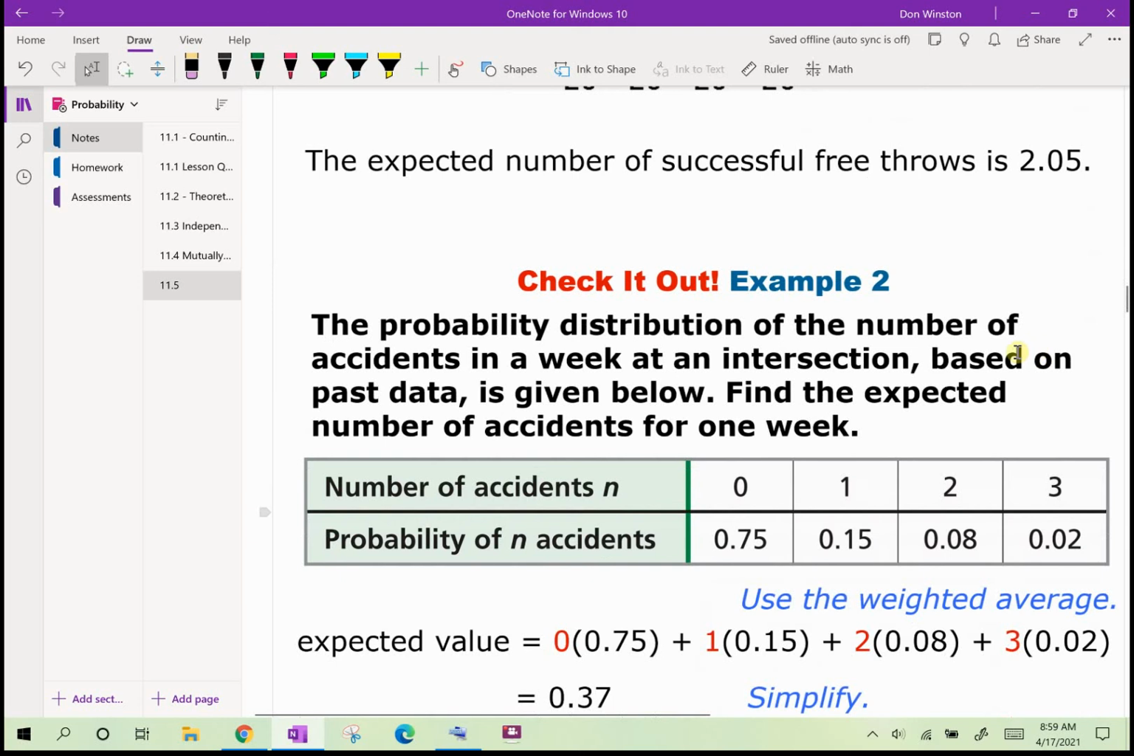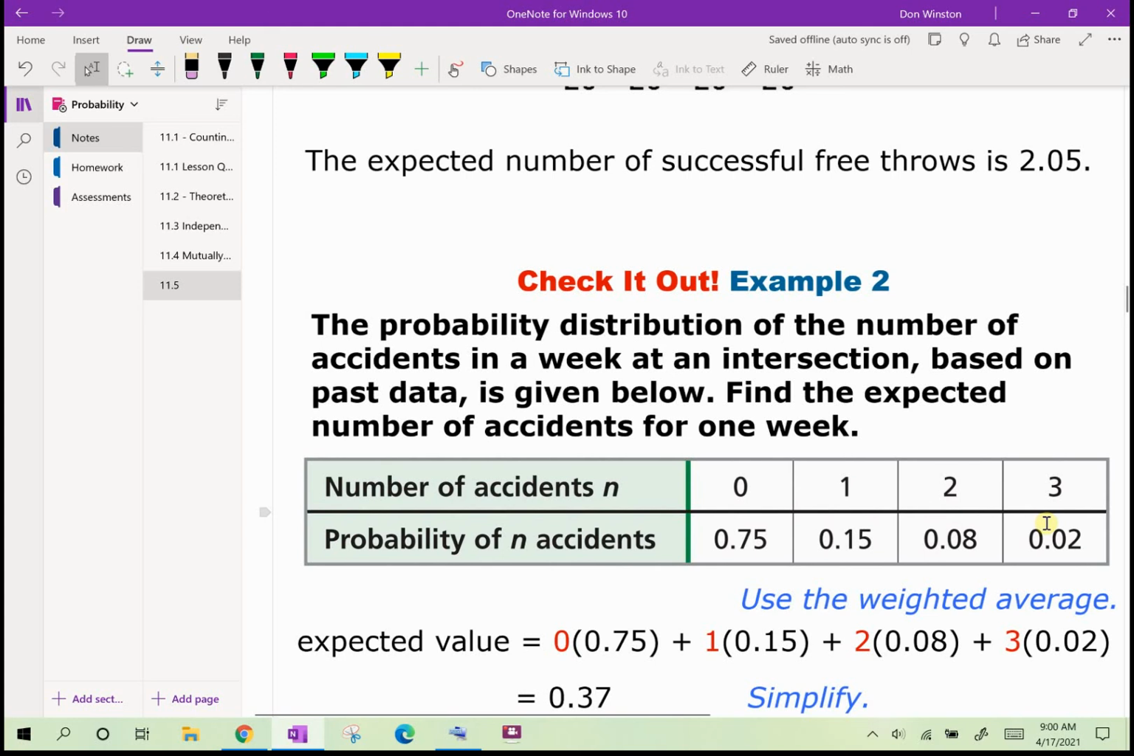Let's look at another one. The probability distribution of the number of accidents in a week at an intersection based upon past data is given below. Find the expected number of accidents for 1 week. How many accidents would you expect in 1 week? So we see that when we had 0 accidents, well, that happens with a probability of 0.75, or 75%. When we have 1 accident, well, that happened at a probability of 15%. 2 accidents, probability of 0.08, or 8%, and then 3 accidents with a probability of 2%.